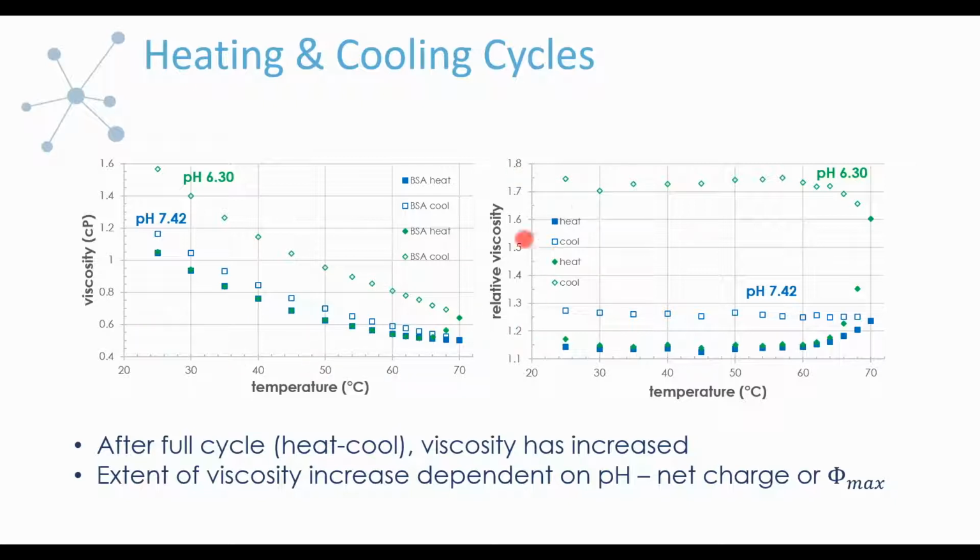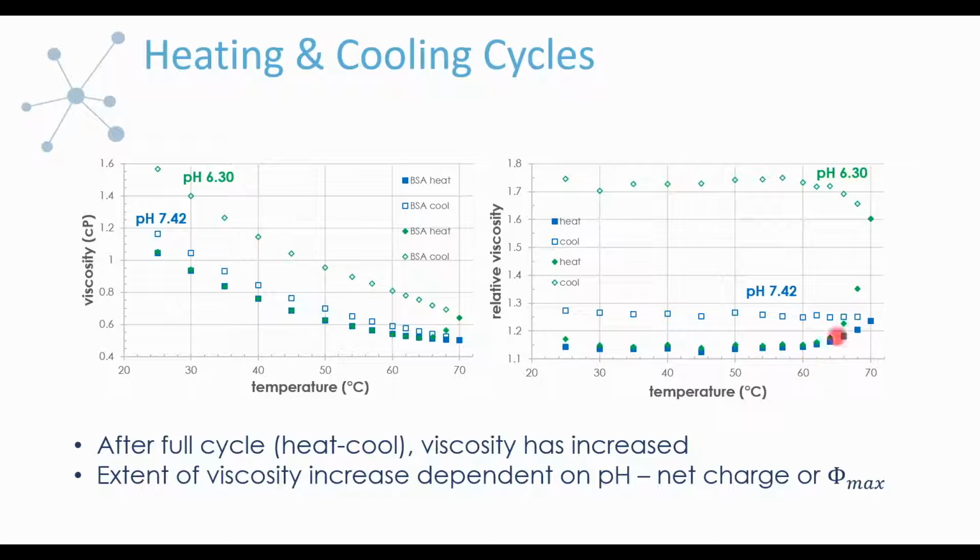Another way to look at it where the transition is a little more clear is if we look at the relative viscosity as a function of temperature. Relative viscosity is just the viscosity of the protein solution at each temperature divided by the viscosity of the buffer solution at each temperature. Initially things are very flat, so it's trending with the buffer behavior, and then at some point we deviate and we start to see an increase.